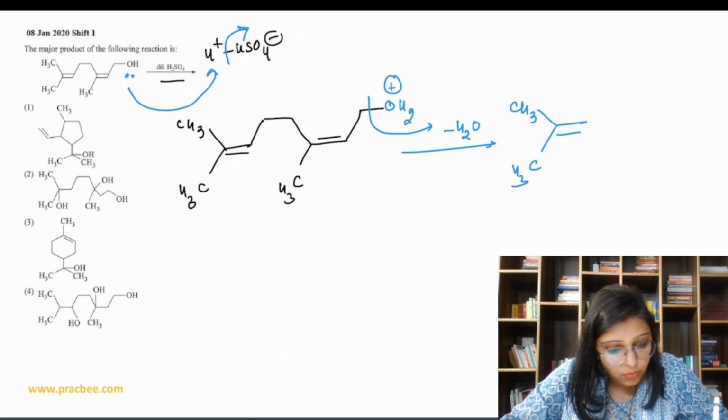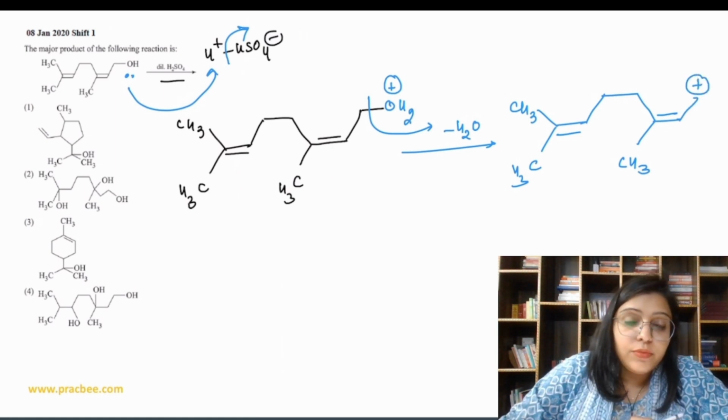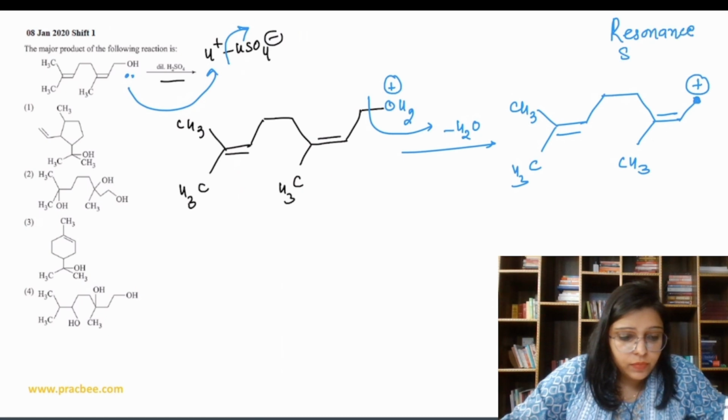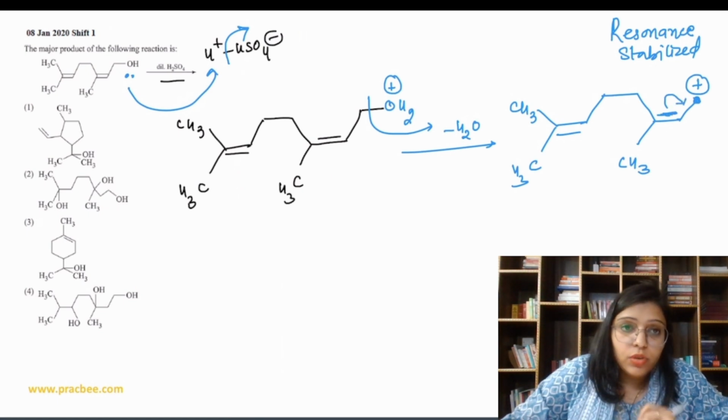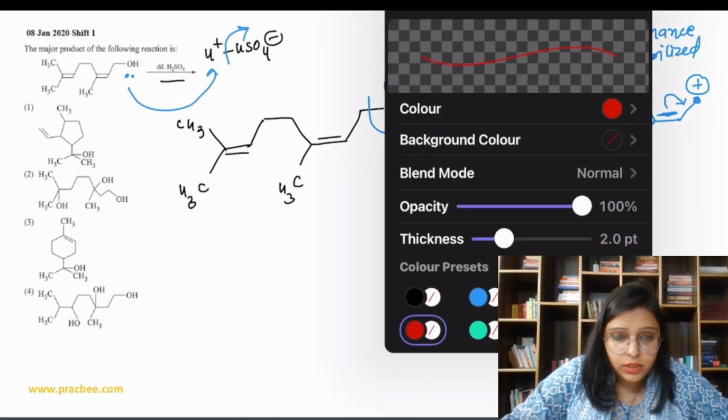So when we remove water, we get CH3, CH3, double bond, this, then CH3, double bond, and here we have positive. Okay. Now we have to find out, see, this is a resonance stabilized carbocation. Okay, this is a resonance stabilized carbocation. So now what we are going to do, if you see the options, we can form the ring.